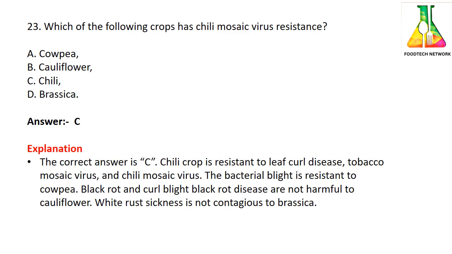Option C, chili. The chili crop is resistant to leaf curl diseases, tobacco mosaic virus and chili mosaic virus. Bacterial blight resistance is found in cowpea, and black rot and curl blight black rot diseases are not harmful to cauliflowers, as well as white rust sickness is not contagious to brassica.